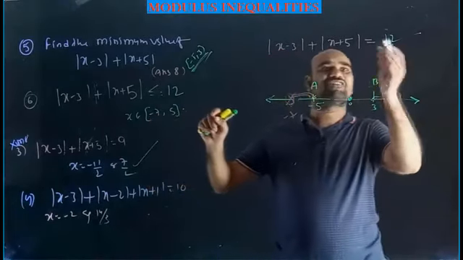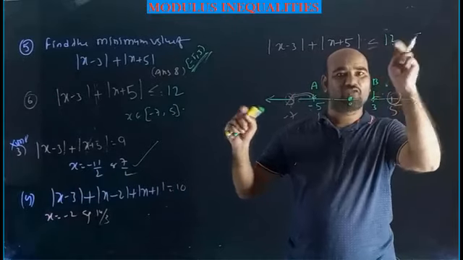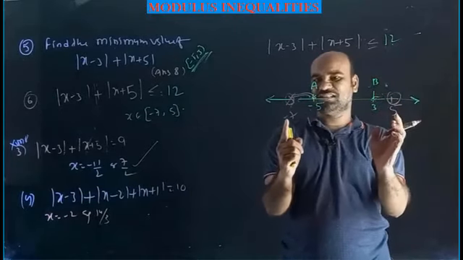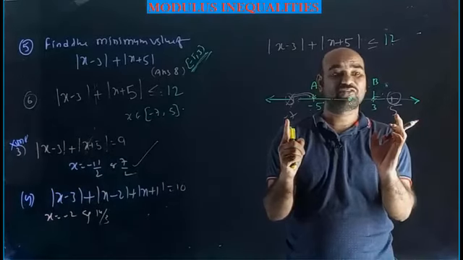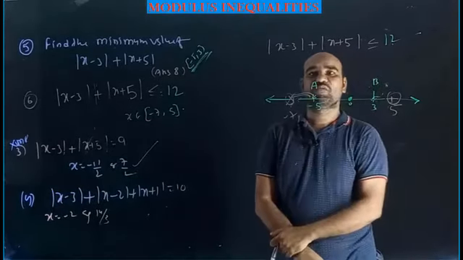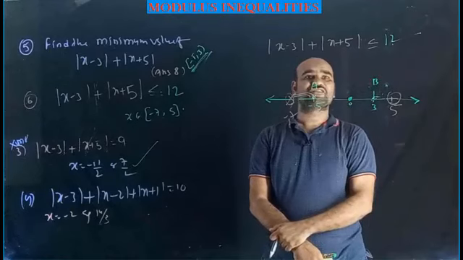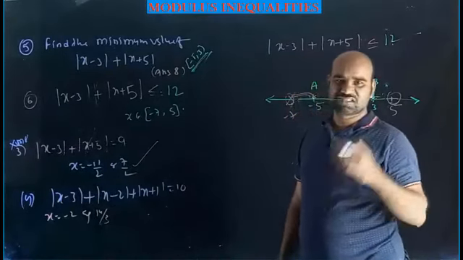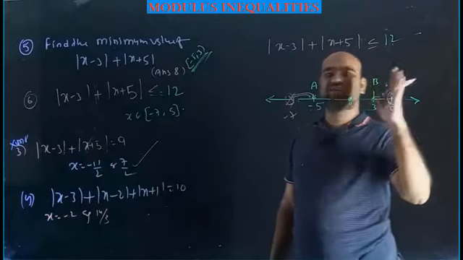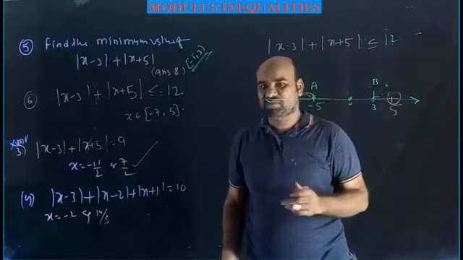So lesser than or equal to 12, you want lesser than or equal to 12. I can directly say the answer is minus 7 to 5. x belongs to minus 7 to 5 is the solution of the problem: mod of x minus 3 plus mod of x plus 5 lesser than or equal to 12. Easiest method. Search in any website or any book. I think you won't get this type of method.